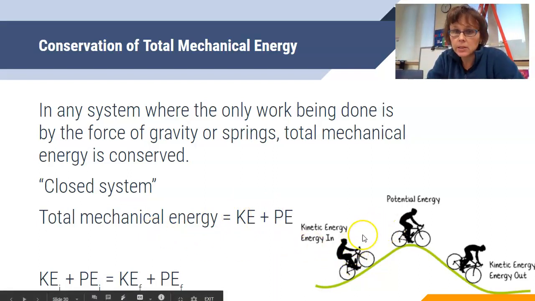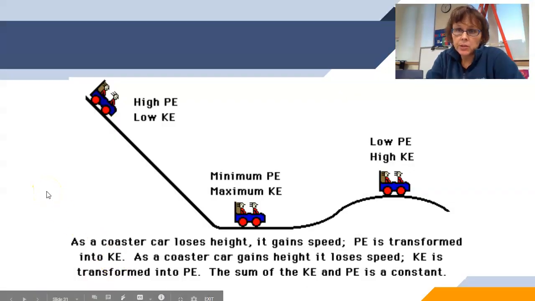For example, in this motion of a person on a bike, where the person is not pedaling and is just skidding up the hill and down the hill, it will slow down as it's going up because the kinetic energy is decreasing as potential energy is increasing, and vice versa. Another example is a roller coaster.